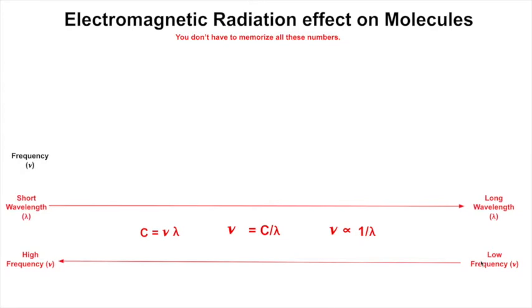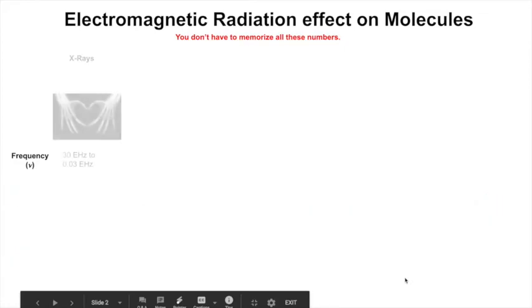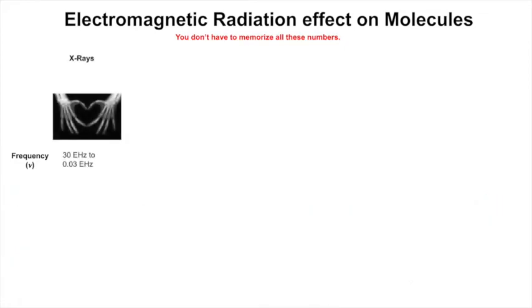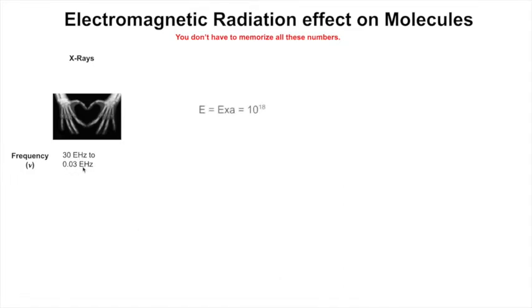Hopefully this is all review. This isn't a major thing of what we're learning, but I figure it's good review for you. Okay, and now let's look at the X-rays again. Our X-rays are between 30 exahertz and 0.03 exahertz. So exa, not ecta, sorry, exa. Exa is 10 to the 18, huge, right? So it's a lot of hertz.